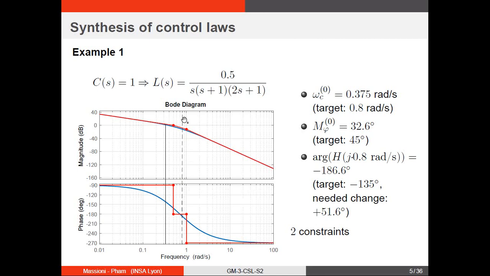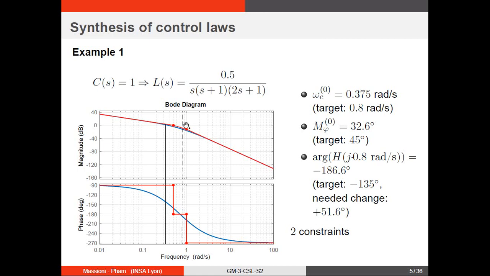0.8 is over here, this dashed line over here, but as you can see, actually we do not hit 0 dB at 0.8, but we hit it somewhere earlier on. Actually, you can look at the diagram and see that we hit it at 0.375 radians per second. And so what we need to do, we need to add some extra term here, so C will not be 1, will be something else, such that the curve here is lifted up a little bit so that we hit 0 dB at the crossover frequency that we wish, 0.8 radian per second.